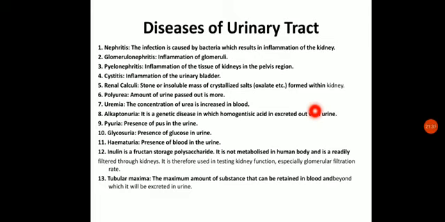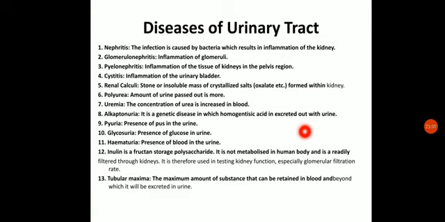Alkaptonuria, it's a genetic disease. We will be studying it in genetic disorders as well, where homogentisic acid is excreted out with urine. And pyuria is the presence of pus in urine, which, due to different types of infections that may be present in the body, may lead to the formation of pus and releasing the pus along with the urine. Next is glycosuria, presence of glucose in urine.